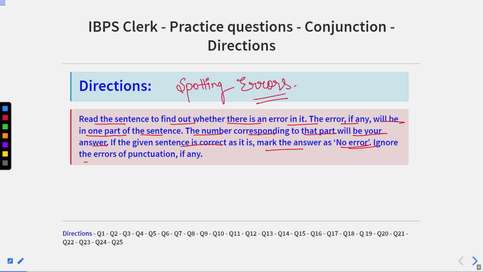Now ignore the errors of punctuation. We have to look for grammatical errors only, and we need not find punctuation errors. So we should avoid punctuation errors. One more thing is that if the sentence is correct, the answer will be no error; no punctuation error will be marked over there. And one more thing is that we only have to identify which part contains the error. We need not rectify it. So this is another thing in the case of spotting errors. So let's begin these questions.